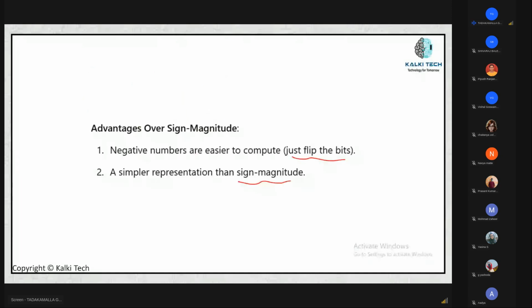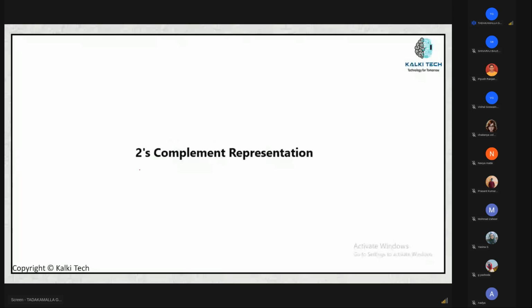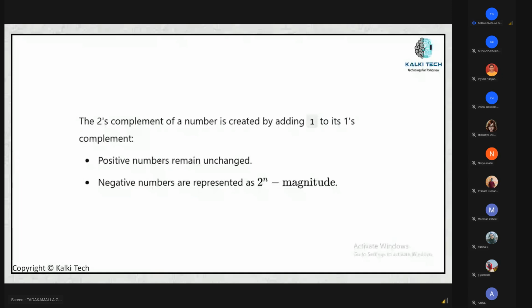But there are again two representations for 0. For plus 0 we have one representation, and for minus 0 we have another representation. So this is a disadvantage of ones complement also. There are some more disadvantages that we will see in the upcoming slides. After completing two's complement representation, we will see those disadvantages also.